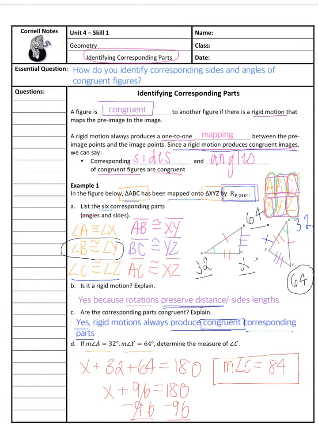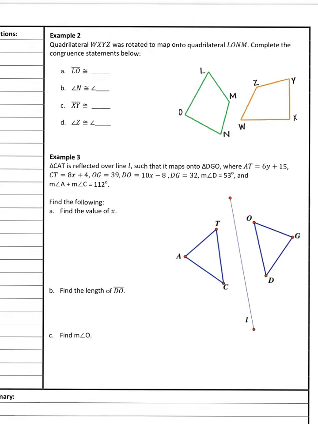So main idea so far is that corresponding parts of rigid motions are congruent, both the sides and the angles. So let's take a look at what happens on page 2. All right, so we have quadrilateral W, X, Y, and Z was rotated to map onto the quadrilateral L, O, N, and M. Complete the congruent statements below.